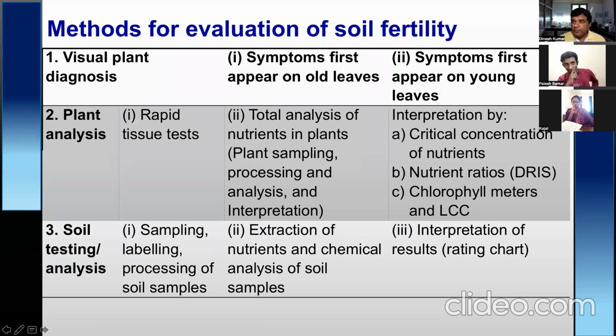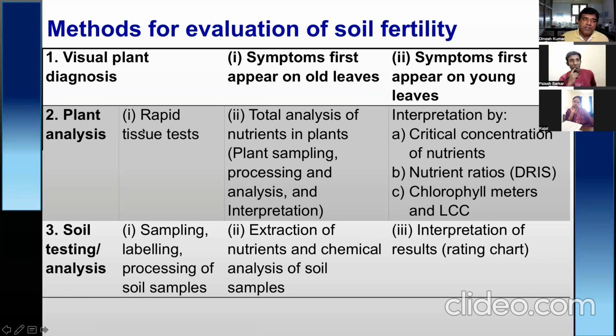Now, you can check how I am summarizing what has been told to you up to now in this table. So you can see methods for evaluation of soil fertility. Whatever we have seen, these were practically all evaluating the status of nutrients in soil. For example, visual diagnosis. Symptoms first appear on old leaves or young leaves. So it gave us an indication whether a particular nutrient is deficient or not. But it never gives us an idea how much to apply.